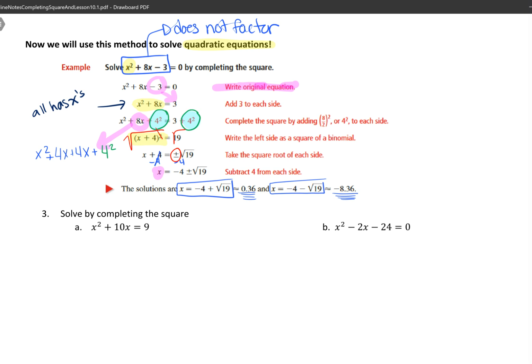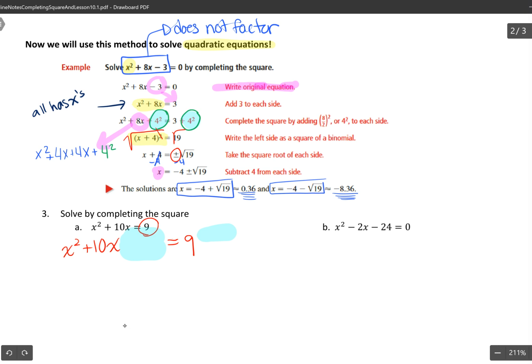Alright, let's try 2 examples. So let's solve by completing the square. Alright, so first I'm going to rewrite the problem, and look at the 9 is already moved over to the right hand side. So I have all the x stuff on one side already. So I'm just going to rewrite it, x squared plus 10x. I'm going to leave a little bit of space right here so I can figure out what that magic number is going to be, equals 9.